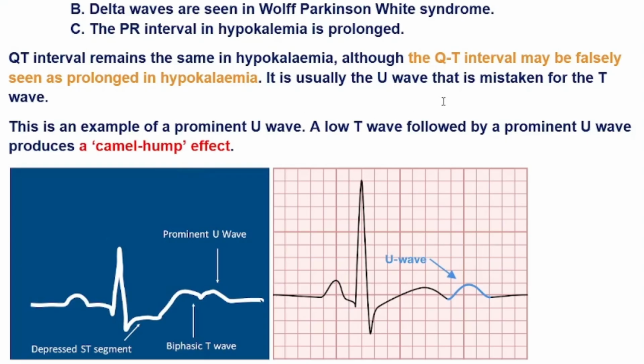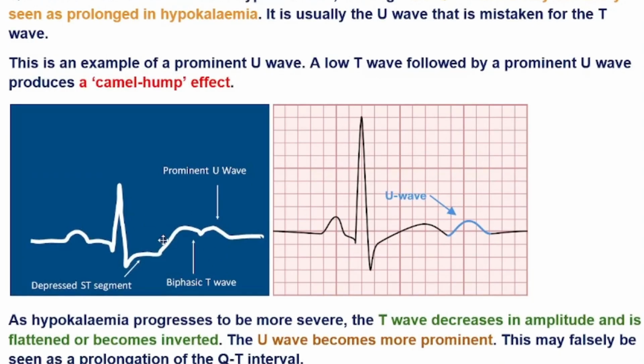It's usually the U wave that is mistaken for the T wave. This is an example of a prominent U wave. A low T wave followed by a prominent U wave produces a camel hump effect. As we can see here, we have a prominent U wave and biphasic T wave, and ST segment is also depressed, and this produces a camel hump effect. And we can see clearly here also, this is called camel hump effect.